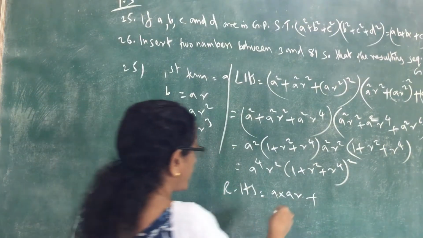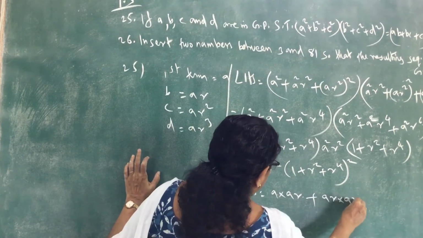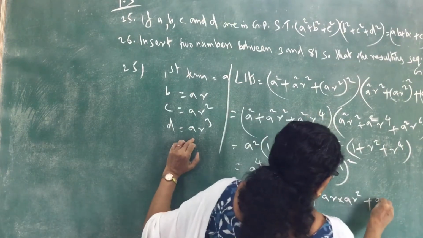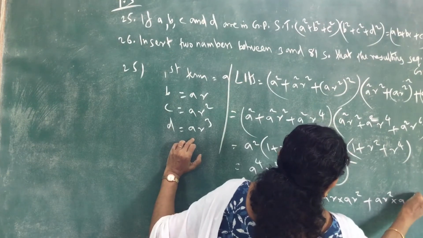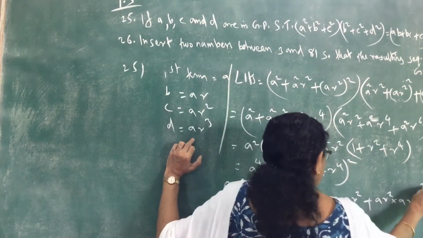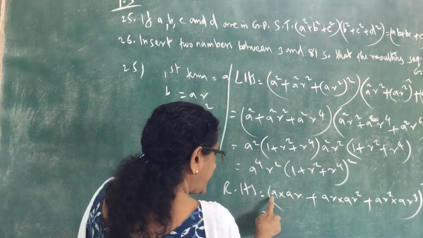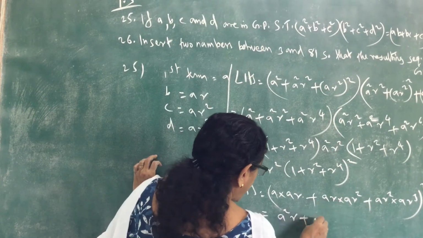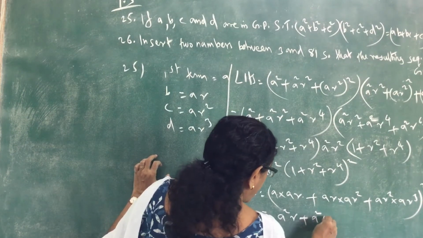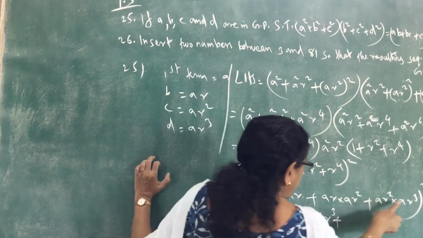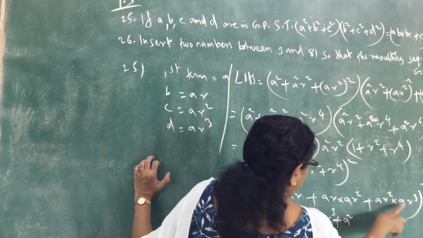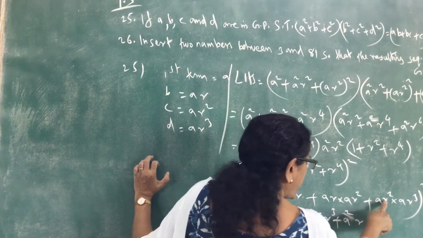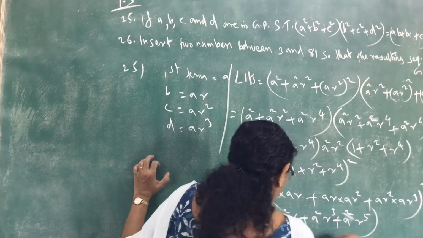AR into AR square, AR square plus CD. AR square into AR cube, whole square. That is equal to A into AR square R plus A into A square R into R square R cube plus A into A square R into R cube R raised to 5. So A square R square into R cube R raised to 5, whole square.